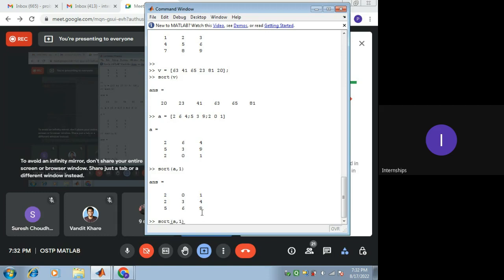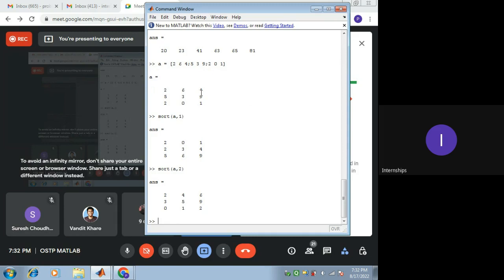Now if it is sort A, comma 2. Here 2, 6, 4. 2, 4, 6. 5, 3, 6. So 3 will come first. Then 5, 9. Sorry, no, it was not 6, 9. It was 0, 1, 2, 0, 1. So it will be 0, 1, 2. So it will be arranged row wise. Here, column wise. Okay.